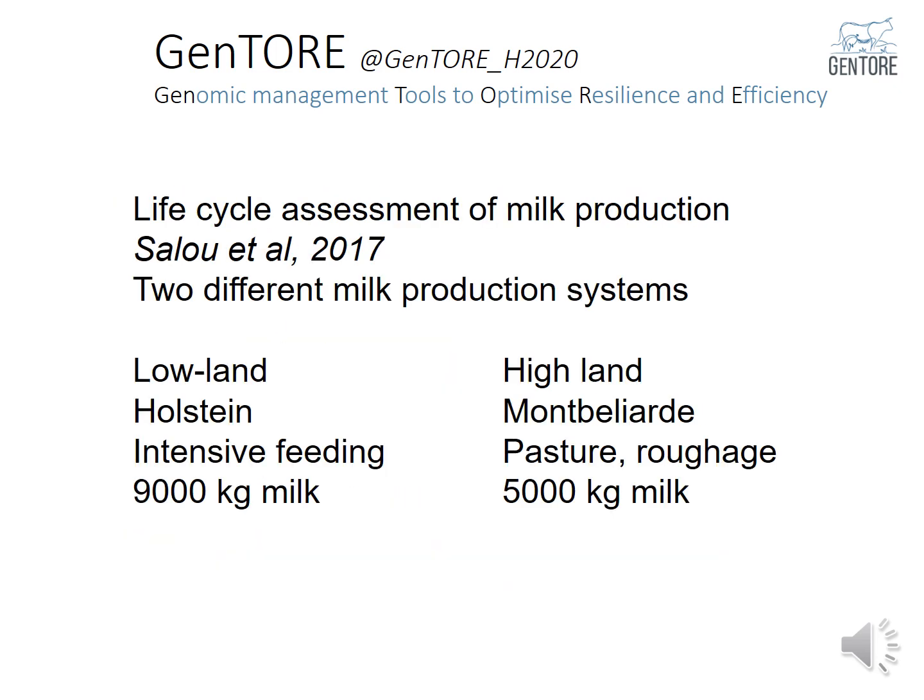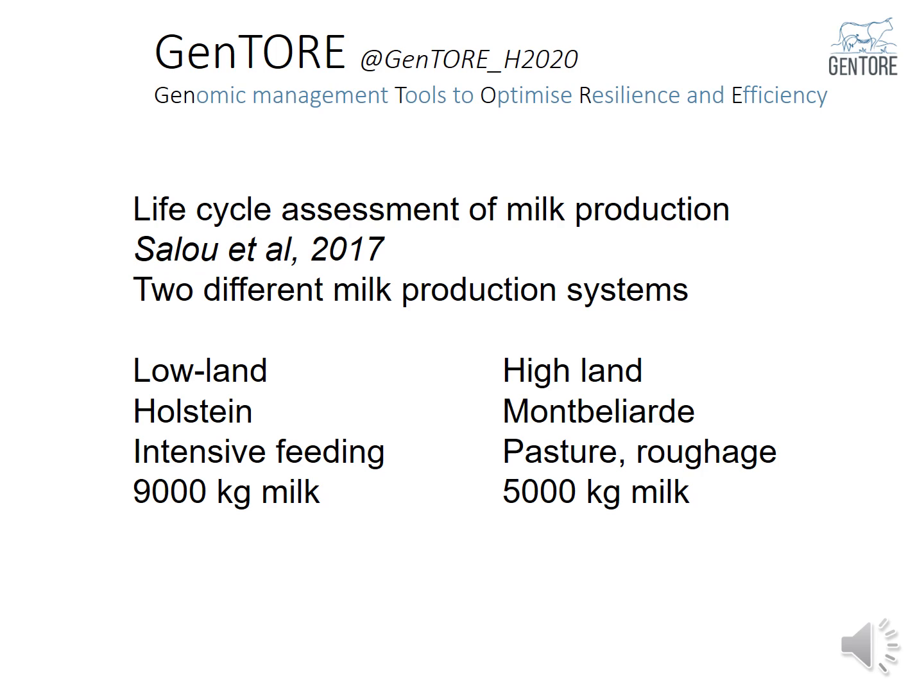Back to the life cycle assessment. I will now present the results of a life cycle assessment of two different milk production systems in France. The boundary here is the farm gate and the functional unit is 1 ton of milk. Concentrate feed included imported soybean meal and palm oil.